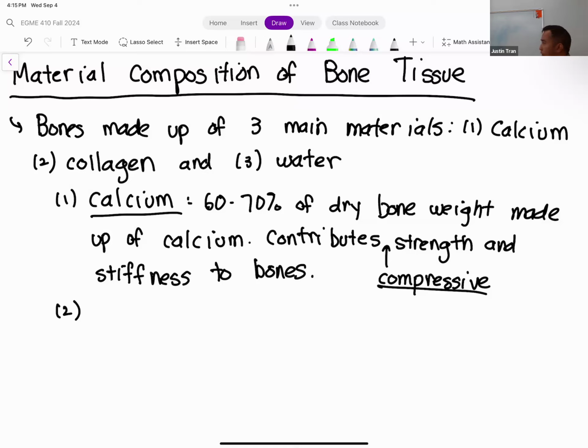Bones are strongest in compression, because that's their most used case: your bones are going to be compressed, either by the weight of your body or through the actions of muscles. And so it's really important for them to have a lot of compressive strength. Okay. All right, number 2, collagen.